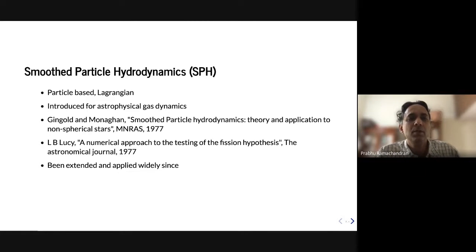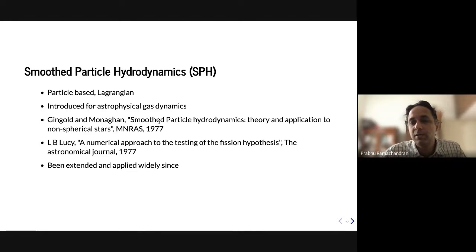So SPH is a particle-based Lagrangian method, and it was introduced in the late 70s by two people almost simultaneously. So they are both considered the creators of this method: Gingold and Monaghan, who is considered a father of SPH, and Lucy. And they introduced this in the context of astrophysical gas dynamics. So you can immediately tell that this is serious stuff, as they are actually looking at compressible gas dynamics. These are a hard class of problems, hyperbolic partial differential equations, and they used it in this context, and that's how it started.